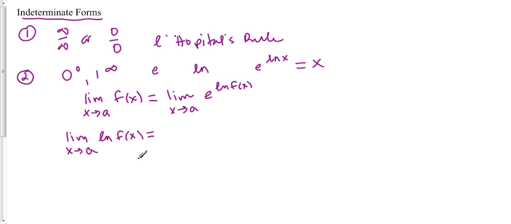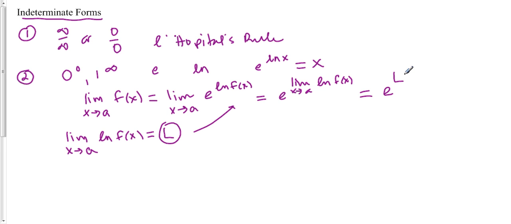So let's say that our limit down here as x goes to a of the natural log of f of x is equal to L. Well, that's going to be important if L is now a number, because that means I can go back up here and I can say that this is really e to the limit as x goes to a of the natural log of f of x, and I've already said that that's L, so this is going to be equal to e to the L. So that's what we do if we have 0 to the 0 or 1 to the infinity.